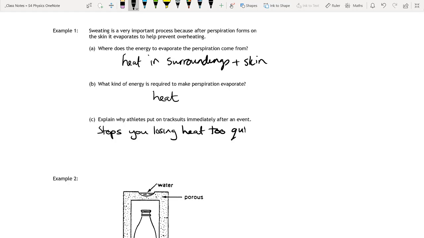Oh, they do. Quite often, like after marathon runners, they put those sort of tinfoil things over people, don't they? And it's just if you lose heat too quickly, you get muscle cramps and things like that. I mean, I'm not an athlete, but I think that's how it works.